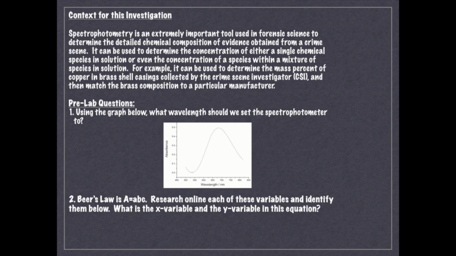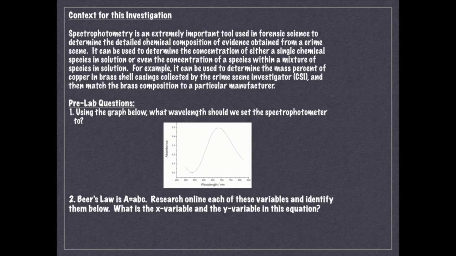Spectrophotometry is an extremely important tool used in forensic science to determine the detailed chemical composition of evidence obtained from a crime scene. It can be used to determine the concentration of either a single chemical species in solution or even the concentration of a species within a mixture of species in solution. For example, it can be used to determine the mass percent of copper in brass shell casings collected by a crime scene investigator, and then match the brass composition to a particular manufacturer. So our ultimate goal in this laboratory is to determine the percent composition of copper in brass, and that can eventually be used if we had, for example, a CSI situation.